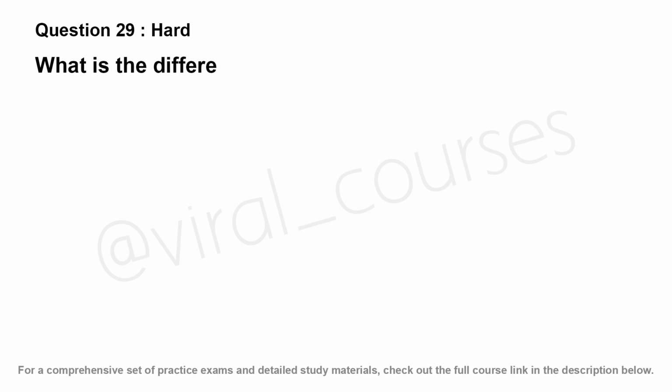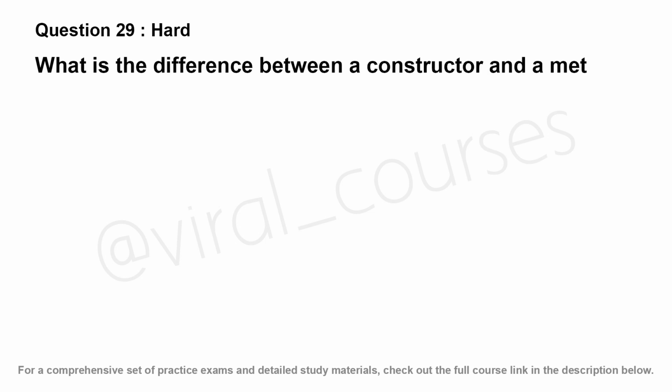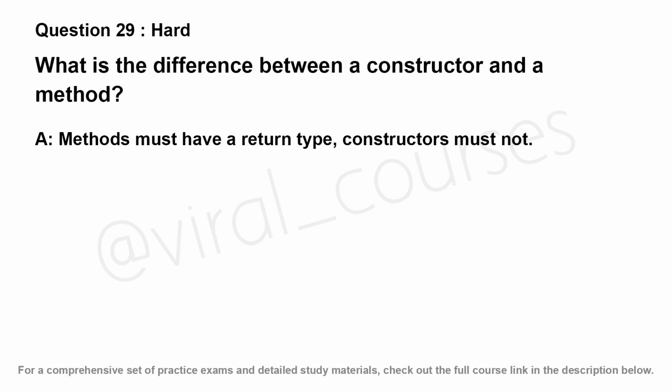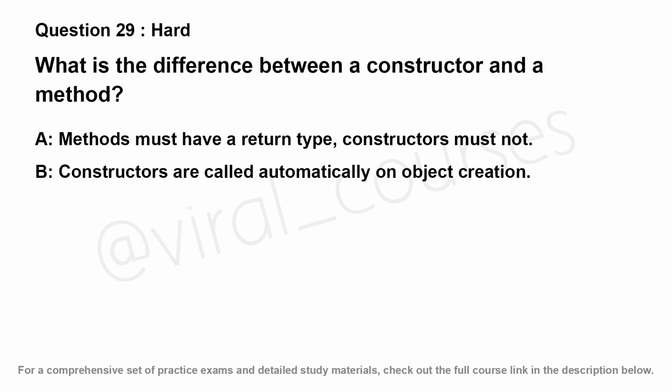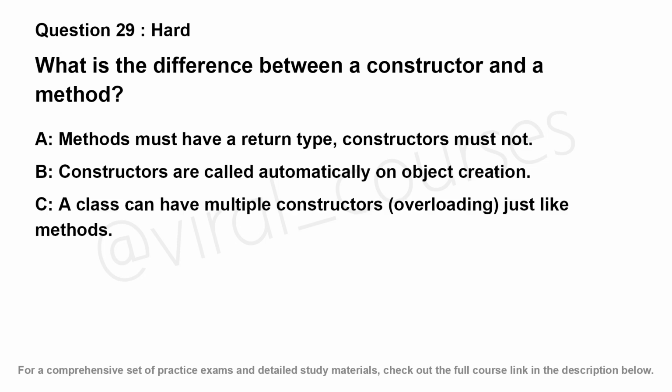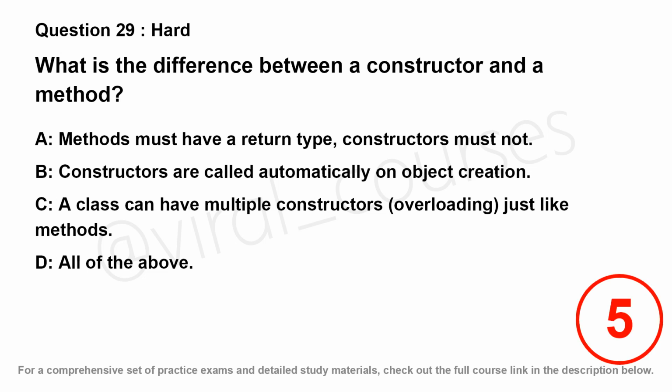What is the difference between a constructor and a method? Option A. Methods must have a return type. Constructors must not. Option B. Constructors are called automatically on object creation. Option C. A class can have multiple constructors. Overloading, just like methods. Option D. All of the above.